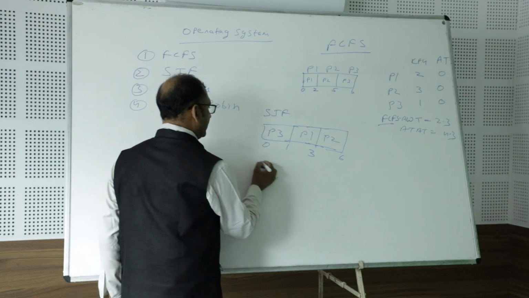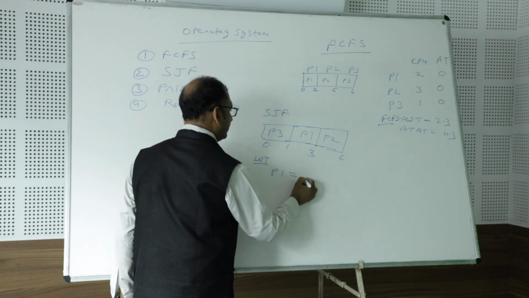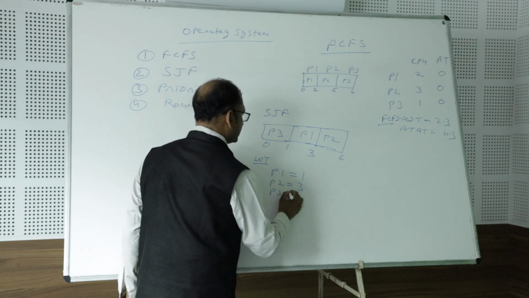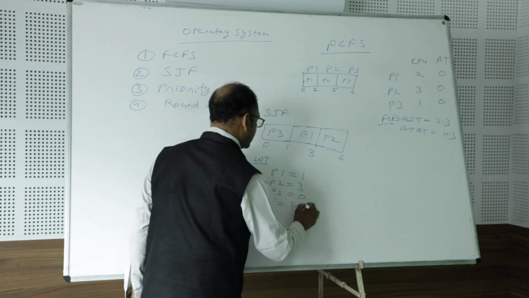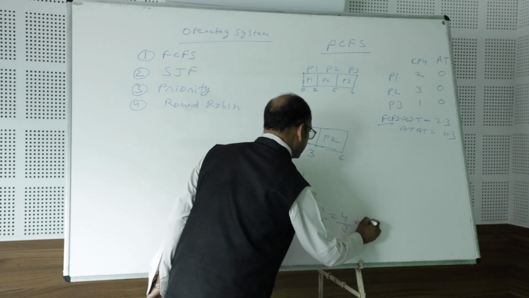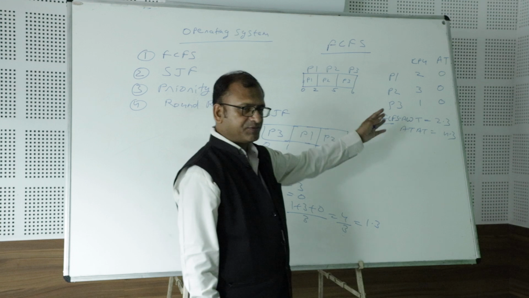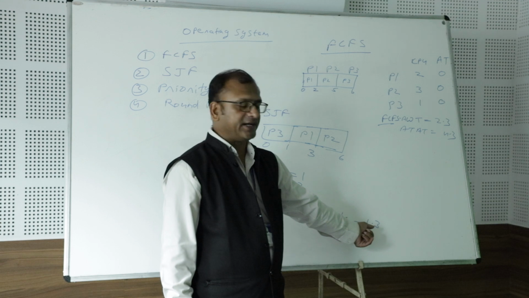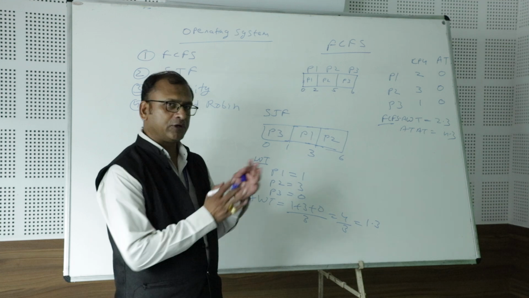Now let us calculate the waiting time. So for P1 it will be 1, P2 it is 3, and for P3 it is 0. So average waiting time is 1 plus 3 plus 0, divided by 3. So we can compare here that in FCFS, in the same scenario, our waiting time was 2.3, and in this case, shortest job first, our waiting time is only 1.3. That is, this is more efficient algorithm as compared to FCFS.